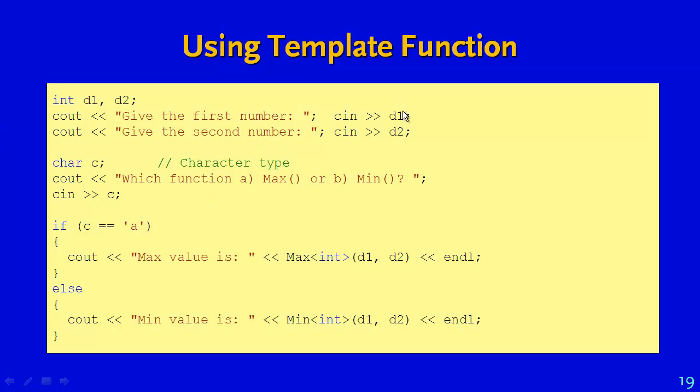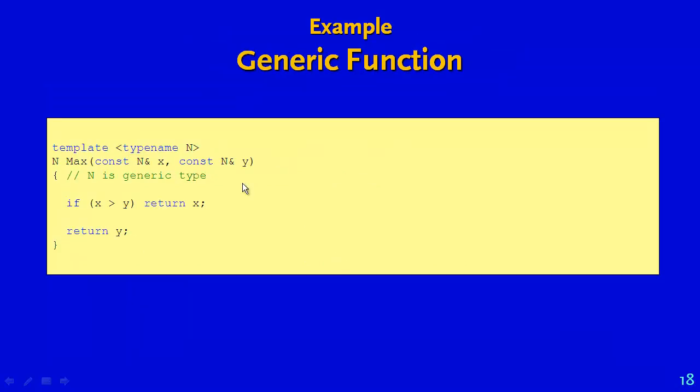So you give two numbers d1 and d2. What would you like, max or min? So if the answer is A, we have a max value of d1 and d2. You see that d1 and d2 are integers. The max function, you see I've got brackets here, int. What am I saying? Your max function depends on the parameter n.